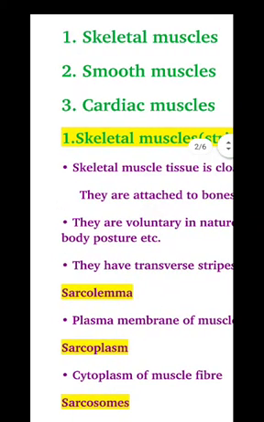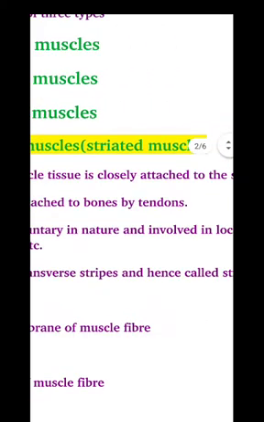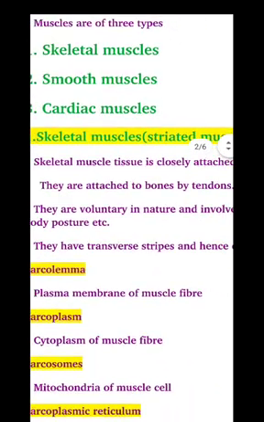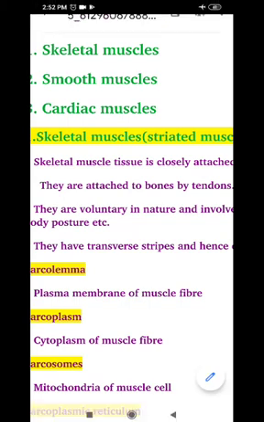Voluntary means with our will. If we intend to move our body parts, then only this works. Skeletal muscles are under the control of our will or brain. So it means voluntary in nature and involved in locomotory activities. Then they have a striated appearance, stripes.